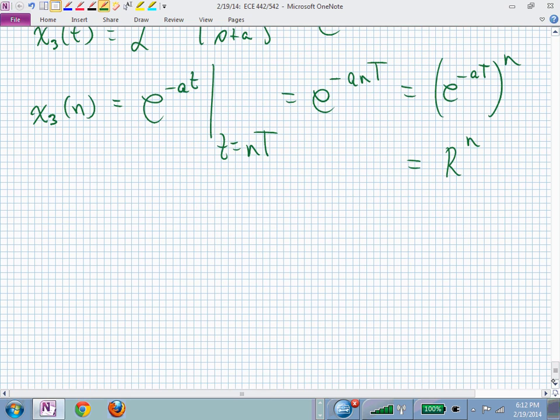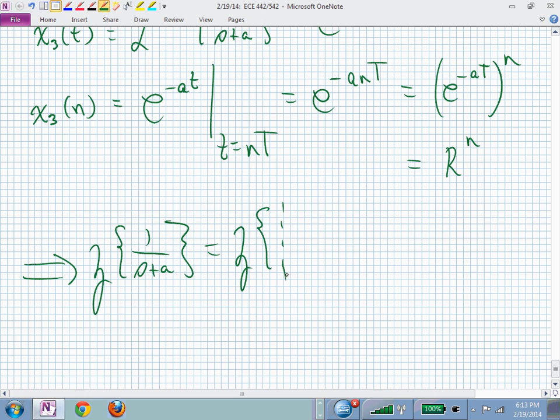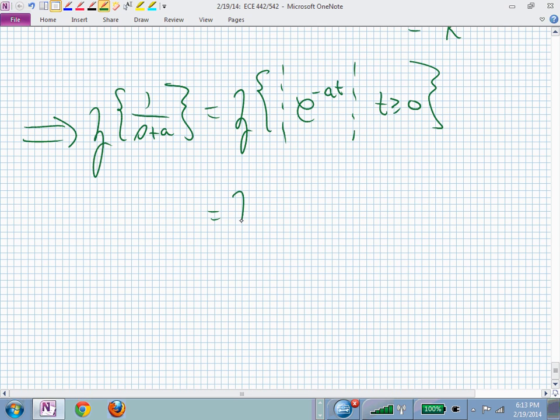What are we doing? We're trying to z-transform this 1 over s plus a expression, but if we do this in all of its glory, that's just sampling e to the minus at for t greater than or equal to 0. But that's now this z-transform of e to the minus a n T.